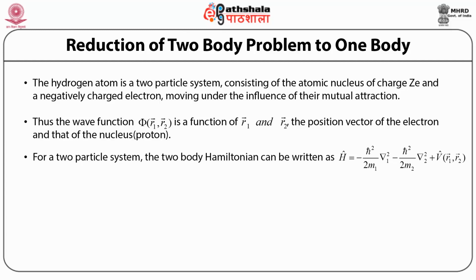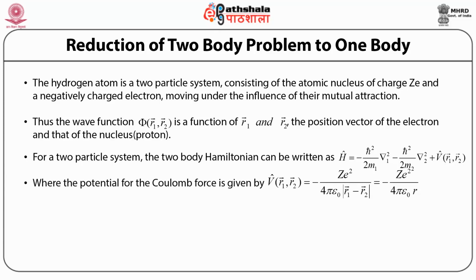So for a two-particle system, the two-body Hamiltonian can be written as H equal to minus h cut squared by 2m1 del 1 squared minus h cut squared by 2m2 del 2 squared plus V as a function of r1 vector, r2 vector, where the potential for the Coulomb force is given by V(r1, r2) equal to minus Ze squared by 4 pi epsilon naught multiplied by the modulus of r1 vector minus r2 vector, equal to minus Ze squared by 4 pi epsilon naught r, where r is the separation between the two particles, that is the relative coordinate.